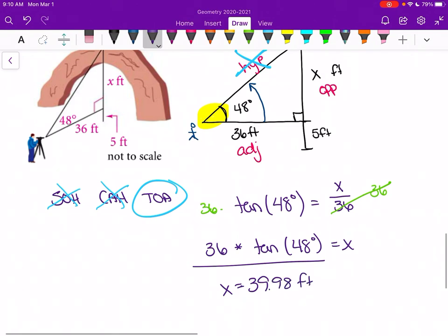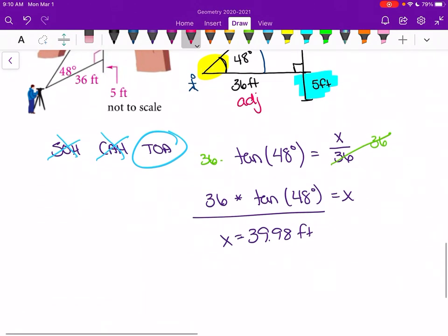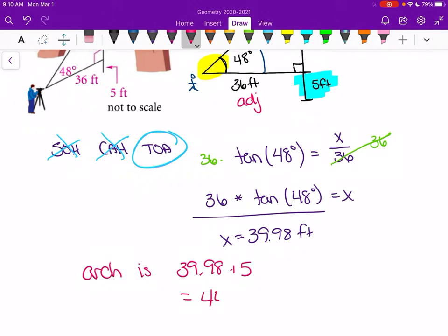So x equals 39.98 feet. But then we also have to add, don't forget, we have to add the little 5 feet to find the total height of the arch. So my arch is 39.98 plus 5 feet gives us 44.98 feet tall.